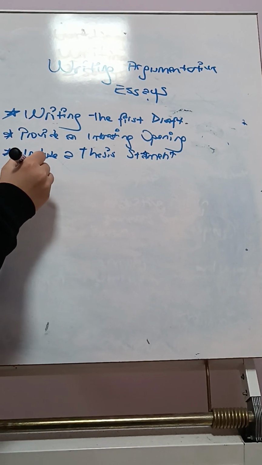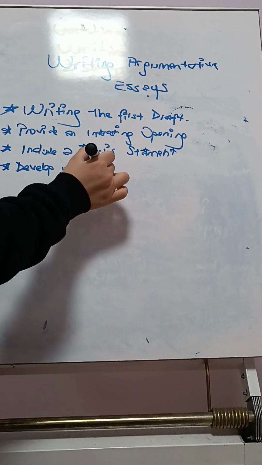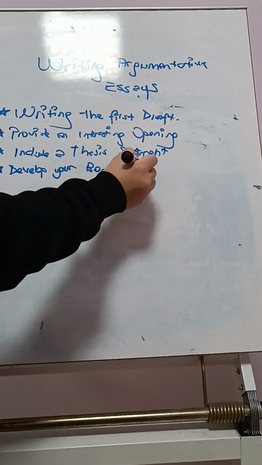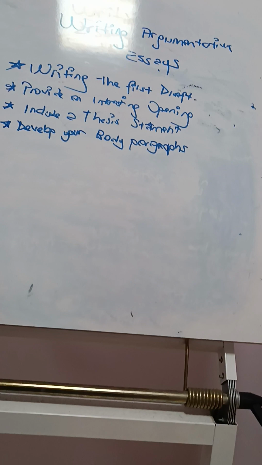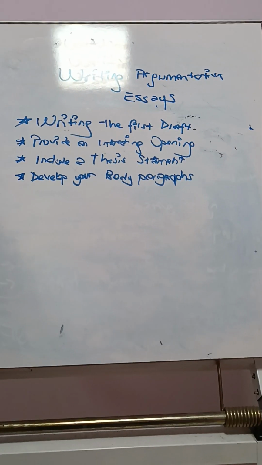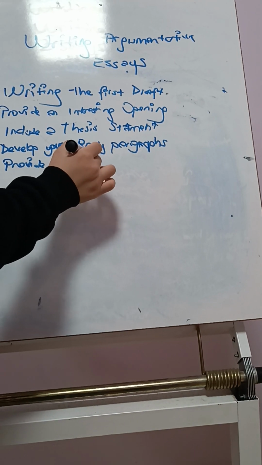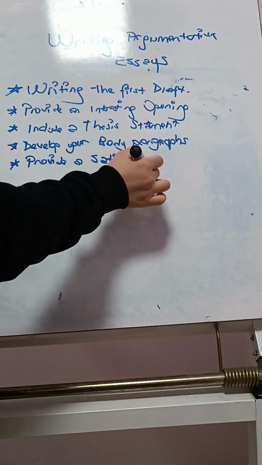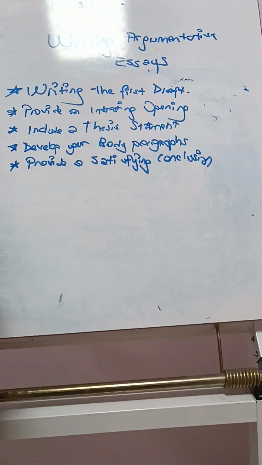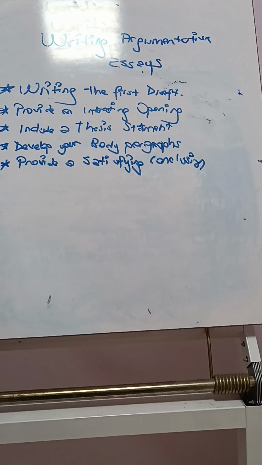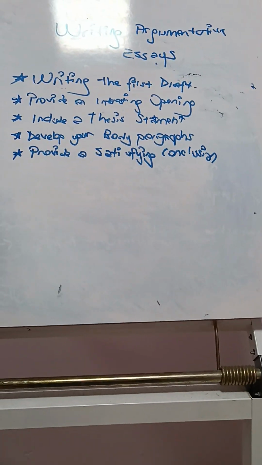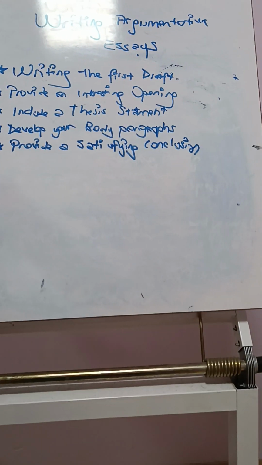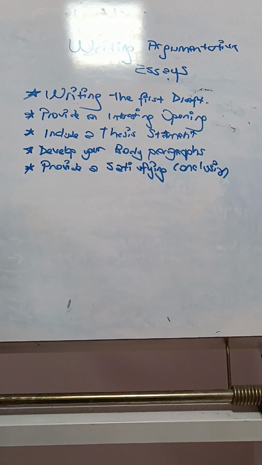Develop your body paragraphs. Start each body paragraph with a topic sentence and develop the paragraph with the details that support your topic sentence. Provide a satisfying conclusion. Whatever method you choose to conclude your essay, keep in mind that your purpose is to end the essay, to say goodbye, trying to do so in a manner that is pleasing and satisfying to the reader and that fits your purpose and your points.